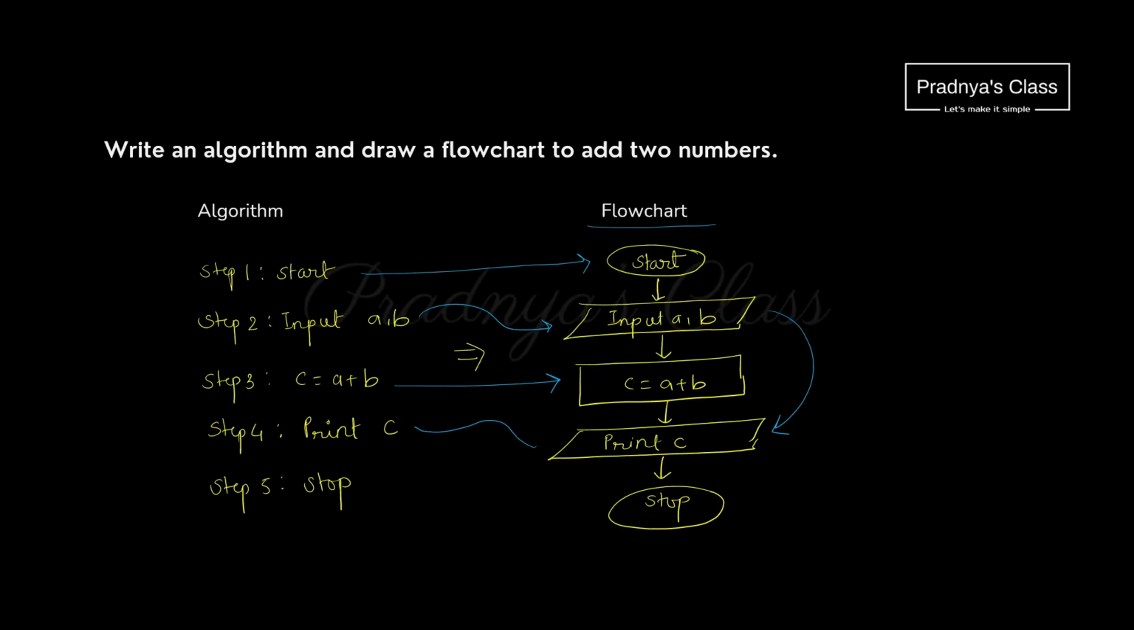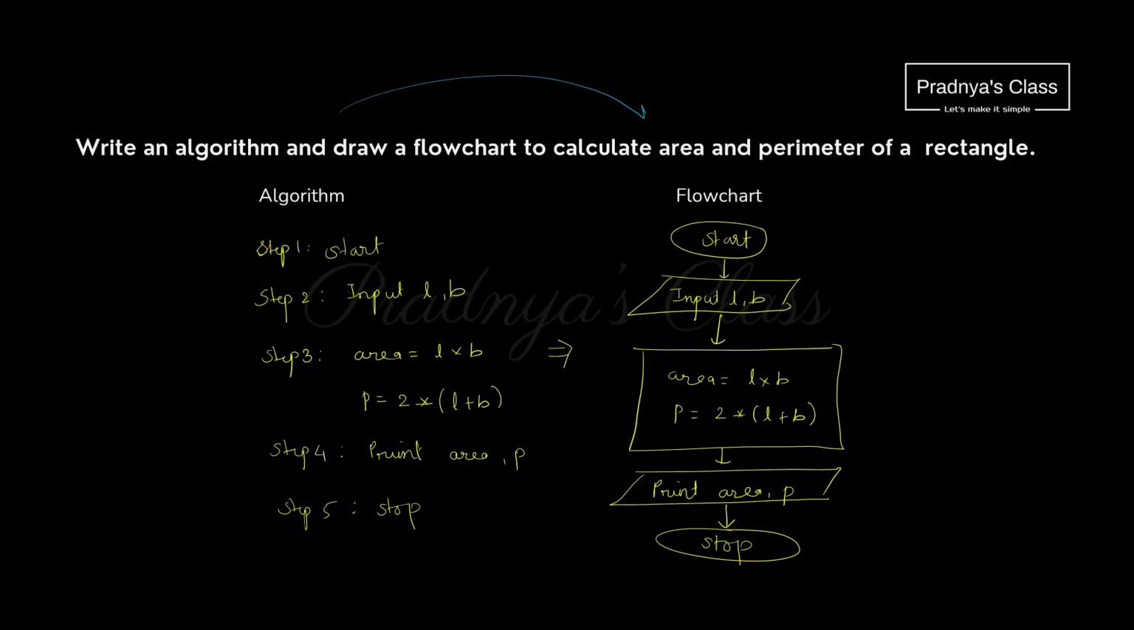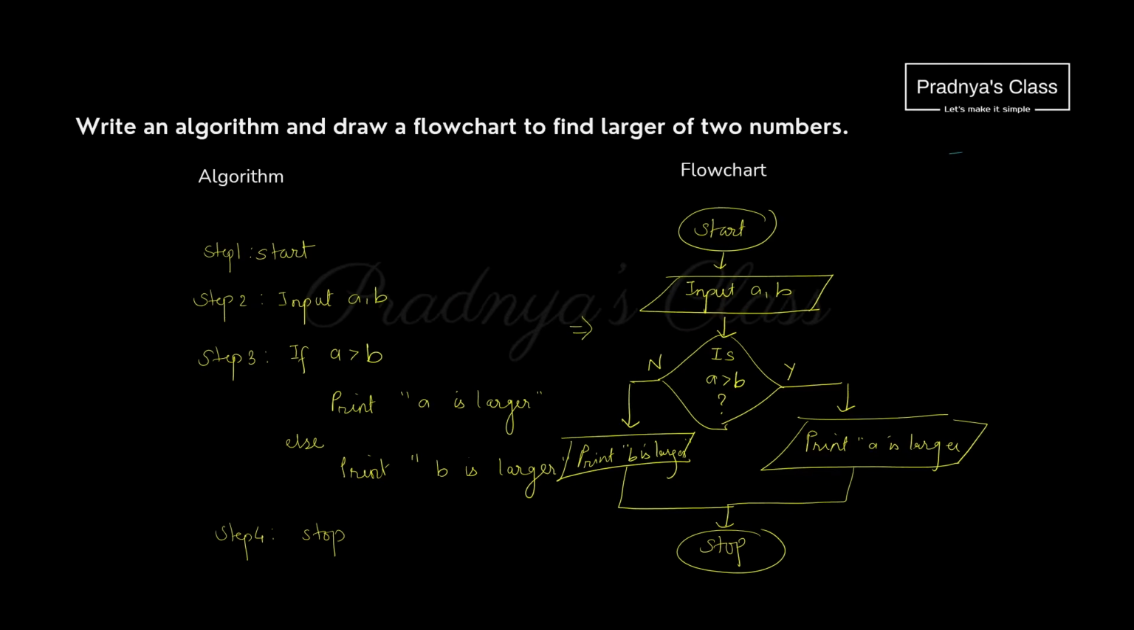For stop, obviously we will be using oval. So here is how we write the steps and we represent it in a pictorial format using flowchart. Here is one more example where you need to calculate area and perimeter of a rectangle. Pause the video and give it a try. Those two examples were simple ones where we followed the concept of IPO.